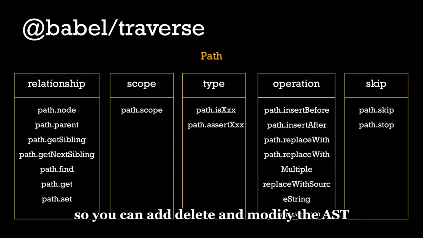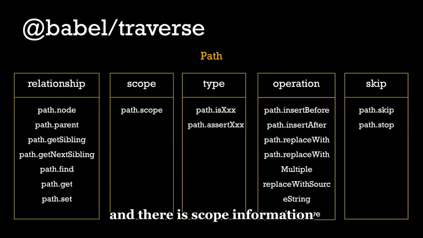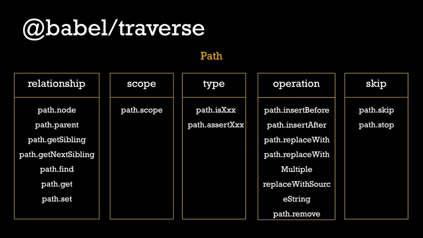So you can add, delete, and modify the AST. You can also find any node according to the path. And there is scope information. Then it wouldn't be difficult to convert and analyze the code now.